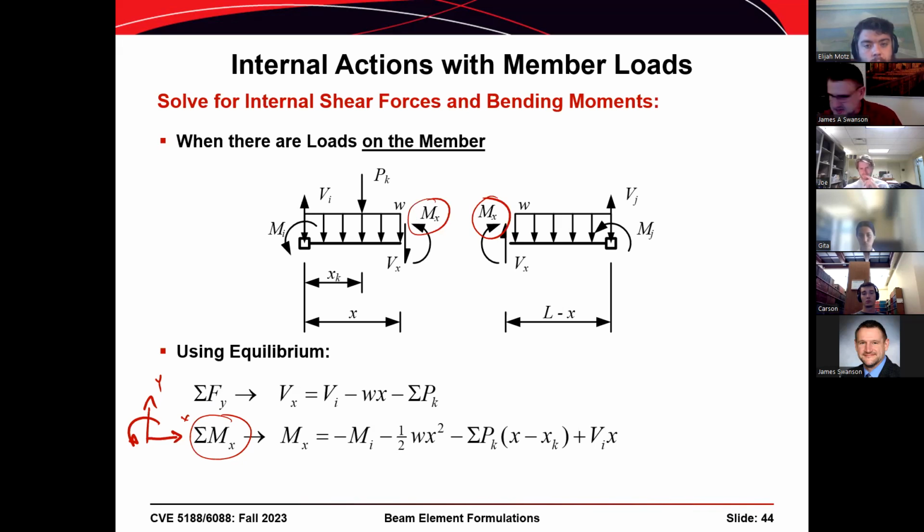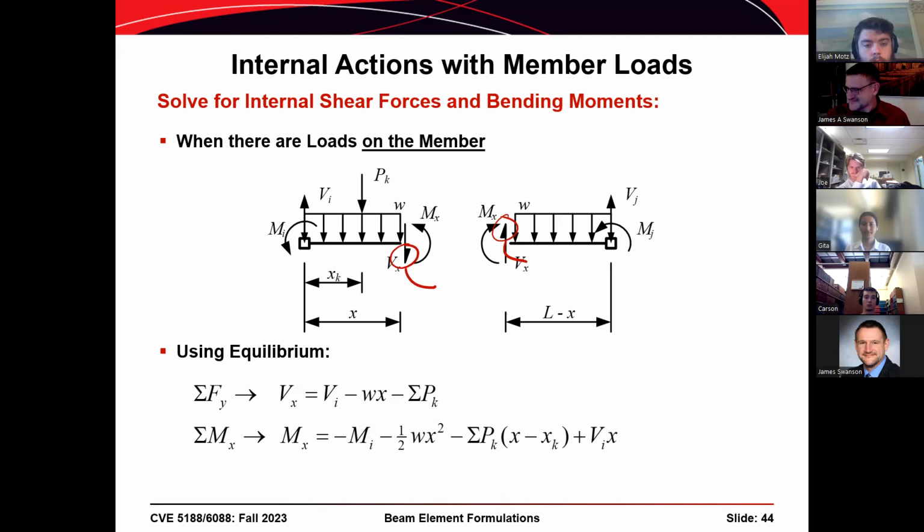And the same thing could be said for the shear force, right? This is a positive shear, but so is that. But when you go in and take the sum of the forces in the Y direction, when we account for this guy, it's negative, but when we account for that guy, it's positive. It's confusing. It really can be.